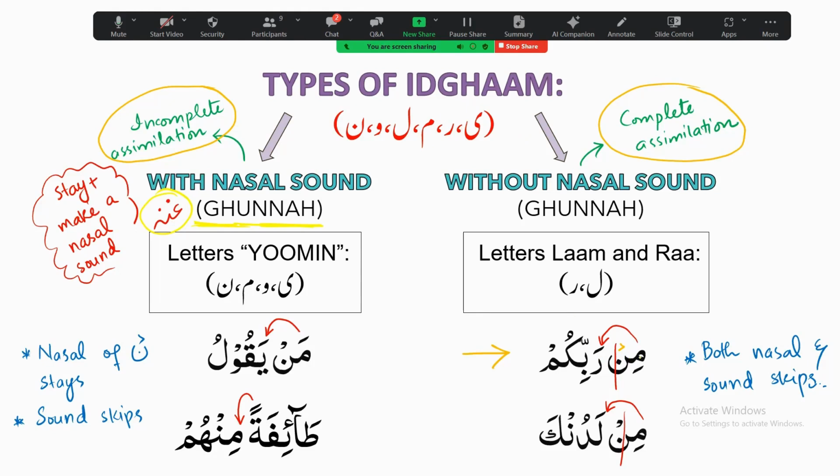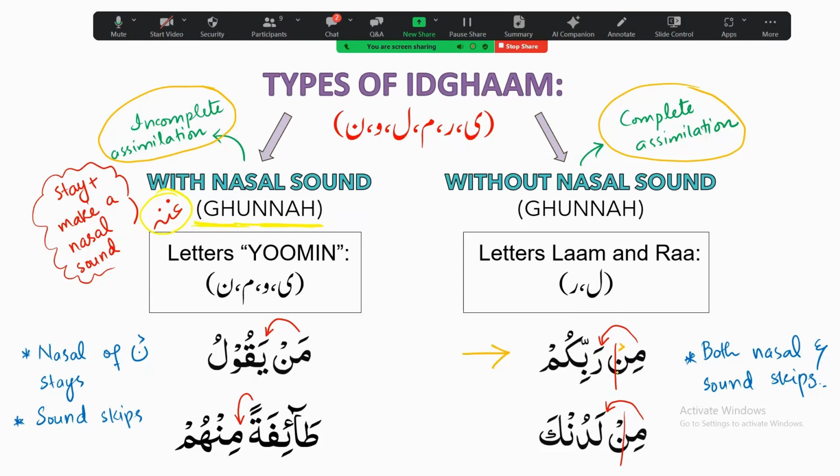So we assimilated the sound of meem into the ra that comes after noon sakin, and said "mir rabbikum." This assimilation is termed complete assimilation. Why complete assimilation? Because we are entering the meem sound into the ra sound and saying "mir rabbikum," and the noon sakin in between is completely ignored, completely skipped.